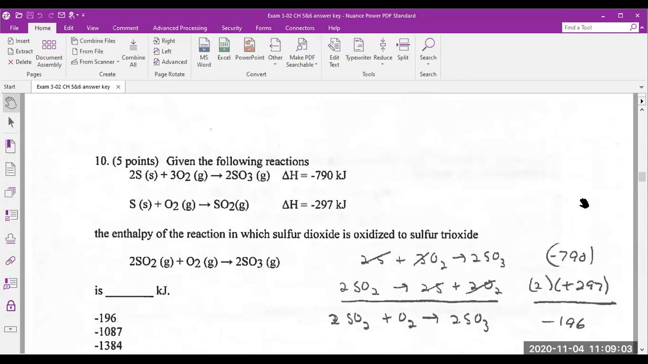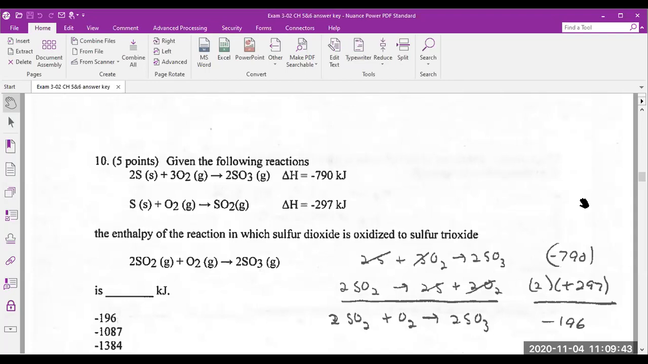In number 10, you're given these two reactions, 2S plus 3O2 going to 2SO3, and you're given a delta H value for that reaction. And then you have S plus O2 going to SO2, and you're given a delta H for that. You want to calculate the enthalpy for this third reaction, 2SO2 plus O2 going to 2SO3. So what you need to do is check those two initial reactions that you're given delta H values for and see if they are written in the right direction, so to speak.